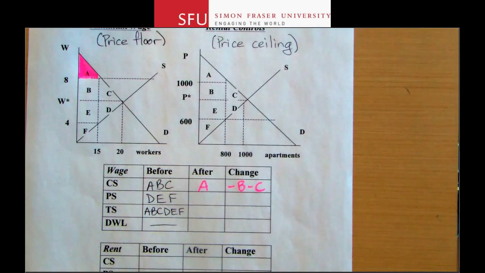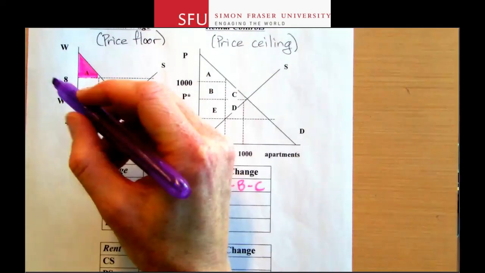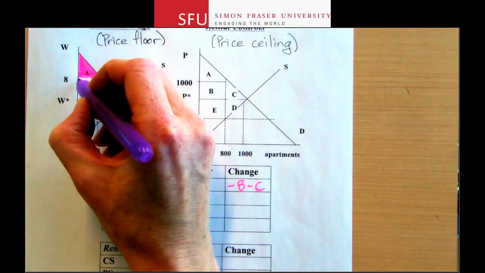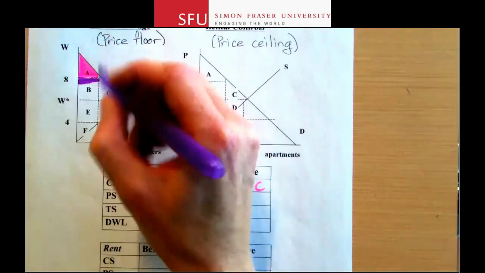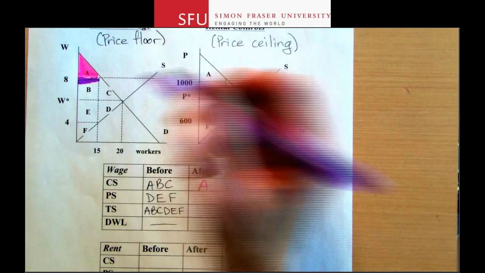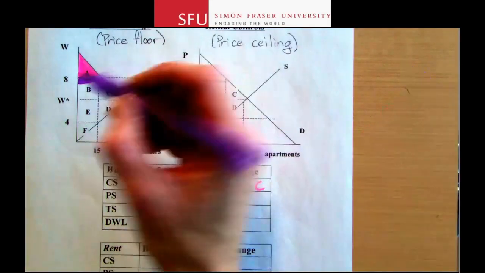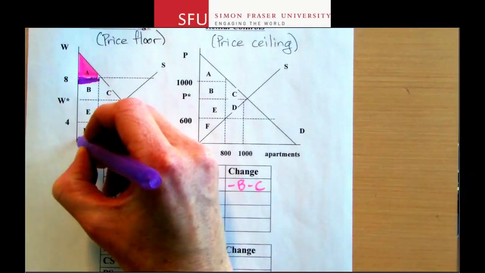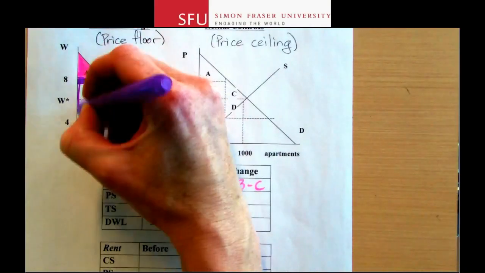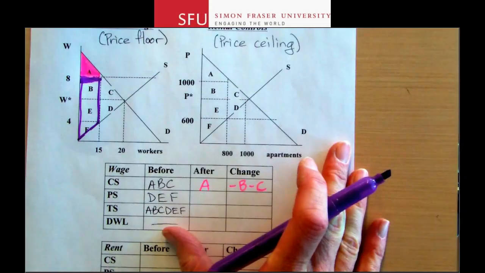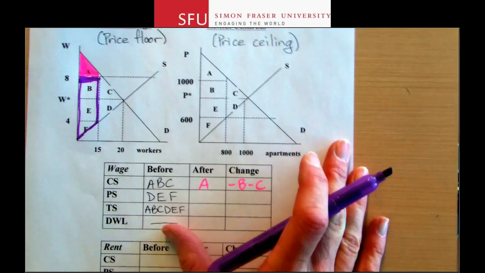Now, where do those areas go? Some of it goes to the workers, because the workers, rather than getting paid W star, are going to get paid $8. And so the producer surplus, which would be the workers, they're selling their labor, they get paid $8, their marginal cost is down here. So this trapezoid shape here would be their producer surplus. So B, E, and F.